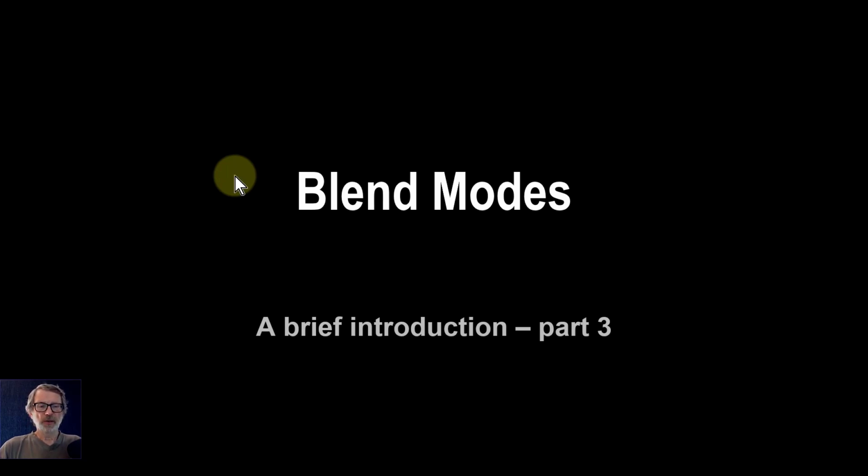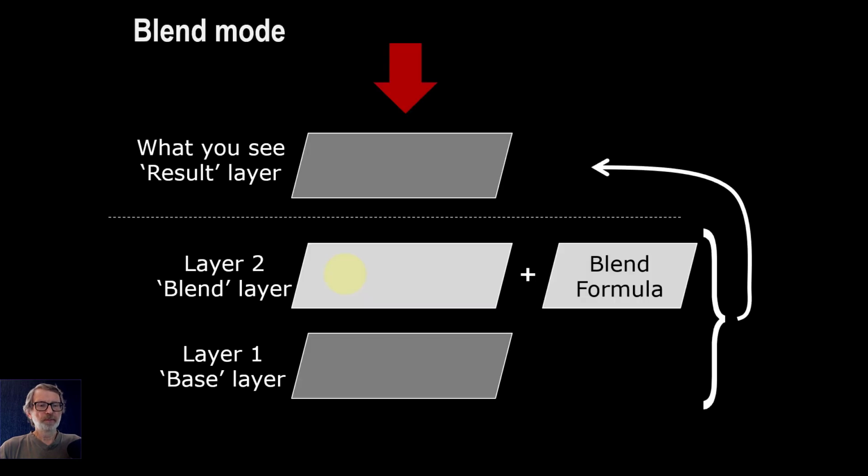This is the third in a series on blend modes, in which we're just introducing some of the ideas about it. So this time we're going to look at what can be blended. And just a reminder, what you have is a base layer here, which is something you've got. You deliberately then put something on top of it, which you're going to combine using a blend formula or a blend mode, as it's called. And those result in what you see. It's not an actual layer, it's kind of a virtual layer called the result layer.